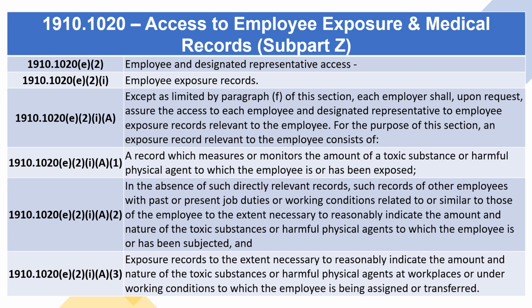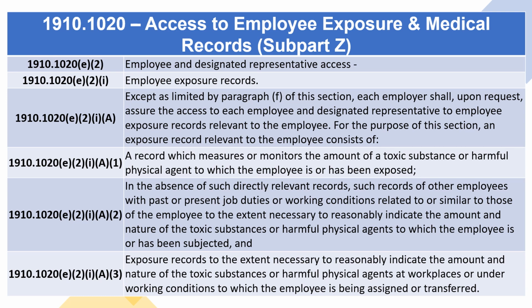1910.1020(e)(2)(i)(A). Except as limited by paragraph (f) of this section, each employer shall, upon request, assure the access to each employee and designated representative to employee exposure records relevant to the employee. For the purpose of this section, an exposure record relevant to the employee consists of 1910.1020(e)(2)(i)(A)(1) through (A)(3), a record which measures or monitors the amount of a toxic substance or harmful physical agent to which the employee is or has been exposed.